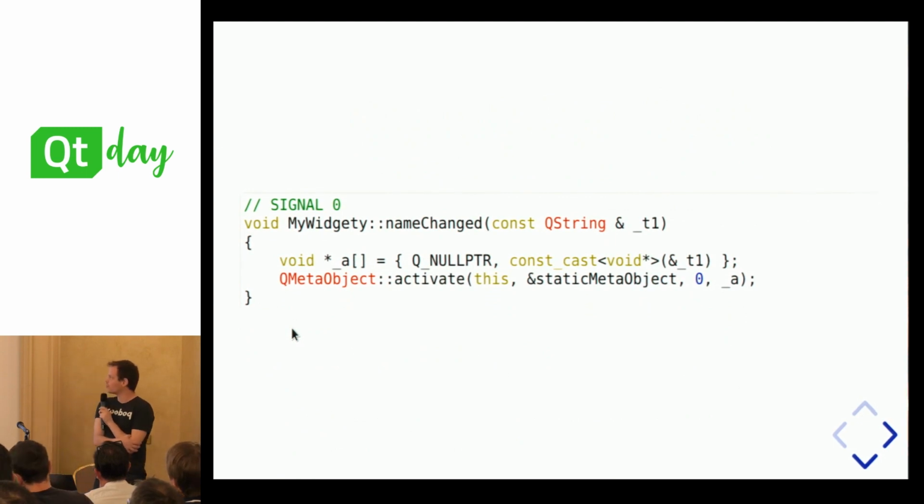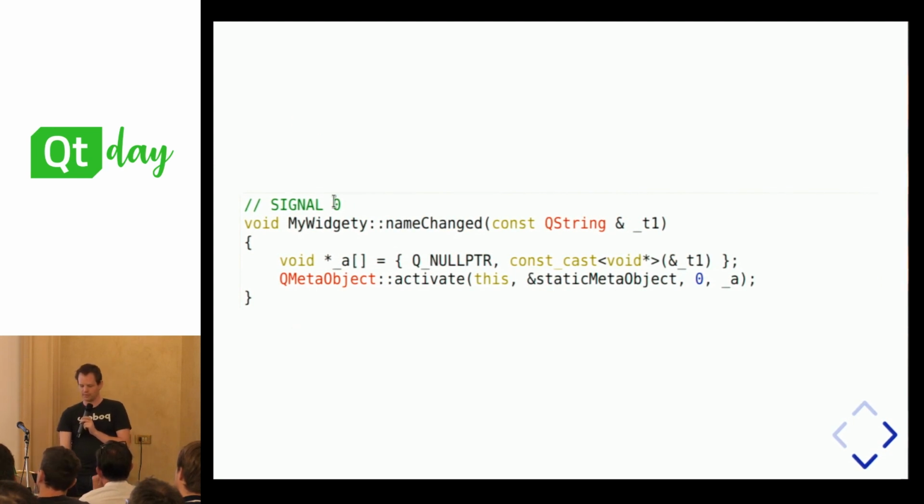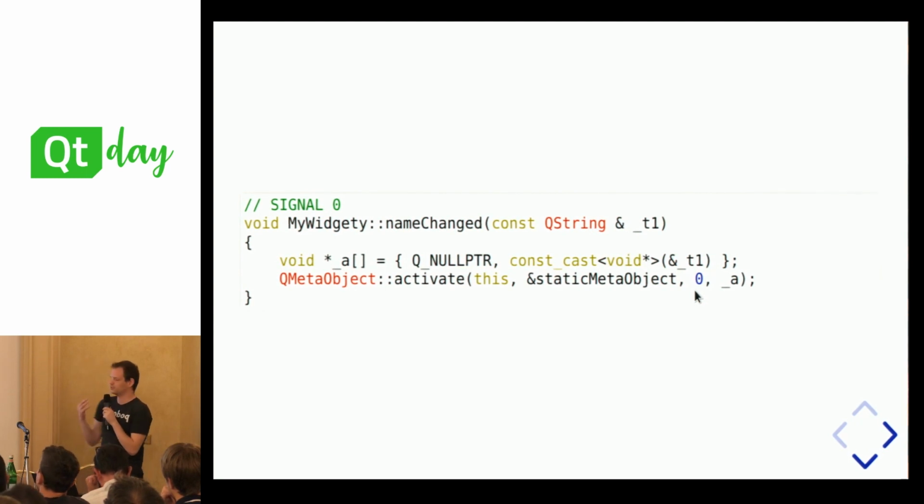So here's the code generated for the signal. Here is signal number 0. What it's going to do is call QMetaObject::activate, and it's going to pass as parameters which object it is, so this, a pointer to the static meta object, the ID of the signal, in this case the first signal, so 0, and an array of pointers to the arguments. In this case we have one argument, a string. This string lives on the stack. We're going to pass a pointer to this string, which is on the stack, in an array.